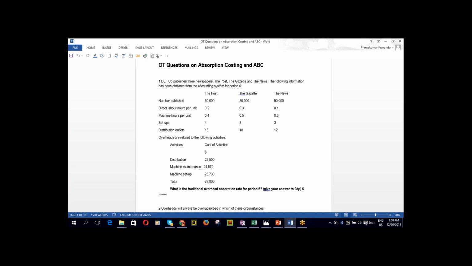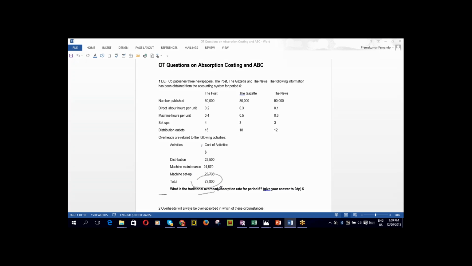You need only the total. So the total that they have given is 72,800. 72,800 is the total overhead that is incurred. So 72,800 is what you need when you are doing absorption costing or traditional costing.